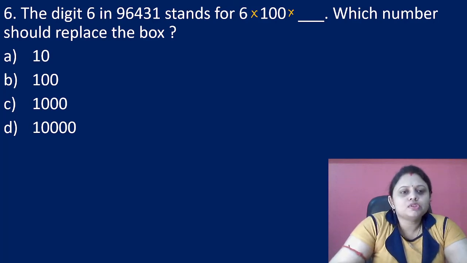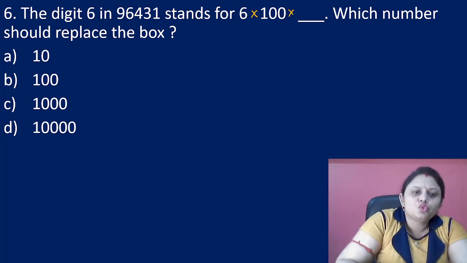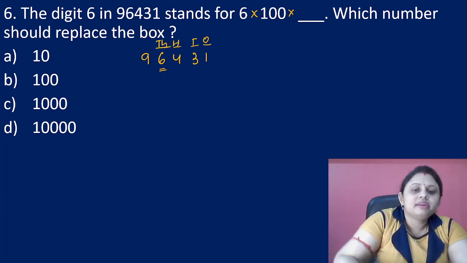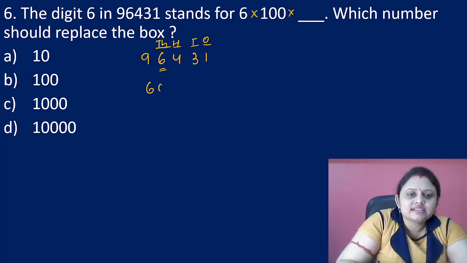Okay, our next question: the digit 6 in 96431 stands for 6 into 100 into dash. Which number should replace the box? So the number is 96431. What is the place value of 6? It is 1, 10, 100, 1000. Place value of 6 is 6000.